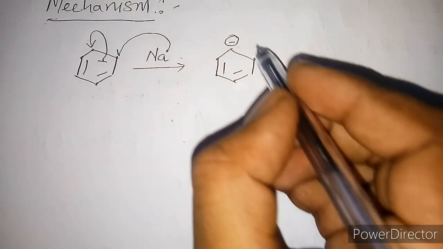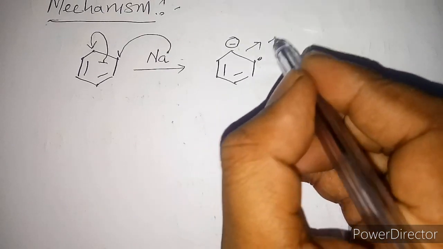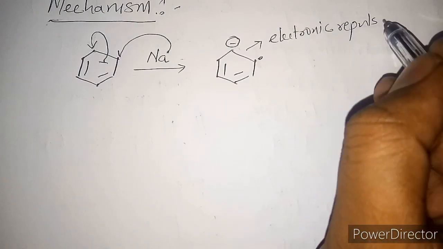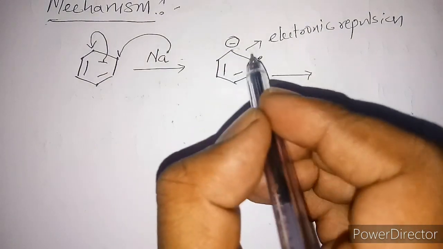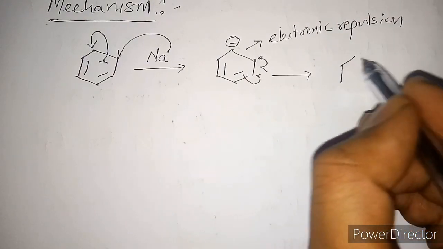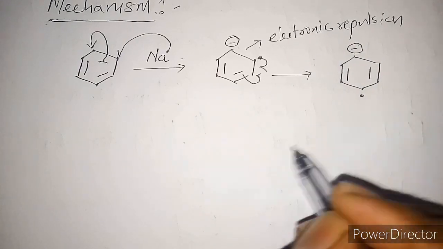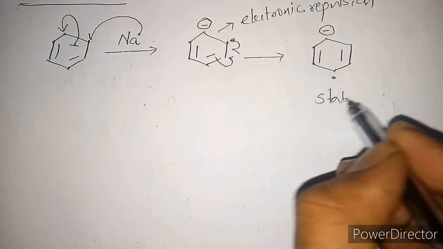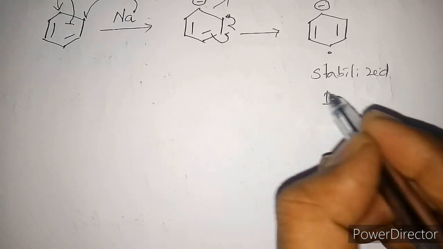Okay, now this is an electron, this also an electron, this also an electron. Electronic repulsion. So in order to avoid this electronic repulsion, since compared to the anion the radical is more reactive, that is why it will form a pi bond. So here it is negative, here you will get a radical. Now the negative charge is stabilized because they are far away from each other. The stabilized intermediate.